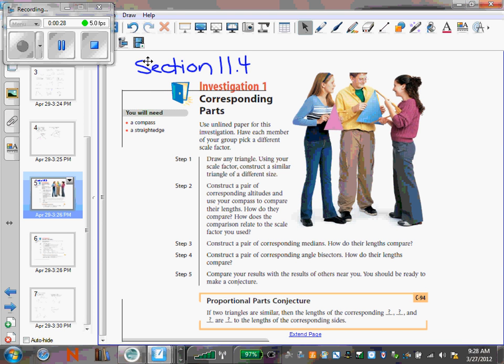We are going to do this investigation by hand in class tomorrow. So right now what we're going to do is do it on Sketchpad. So I need you to open up Sketchpad and we are going to create similar triangles.